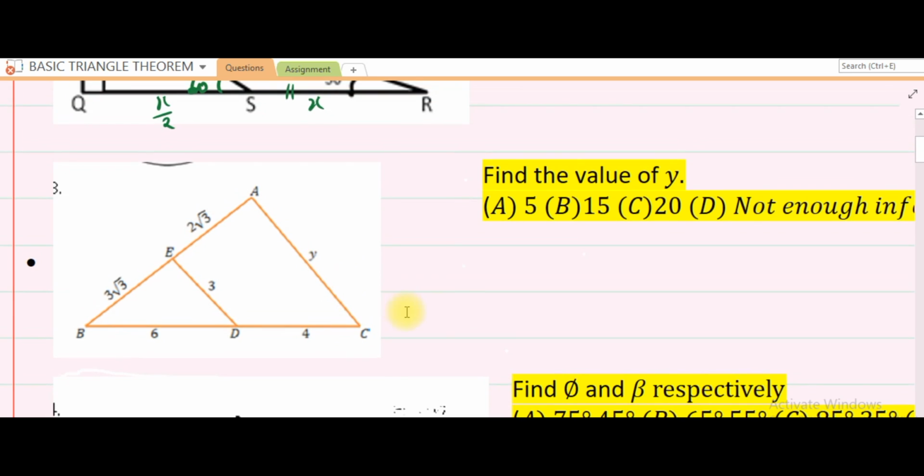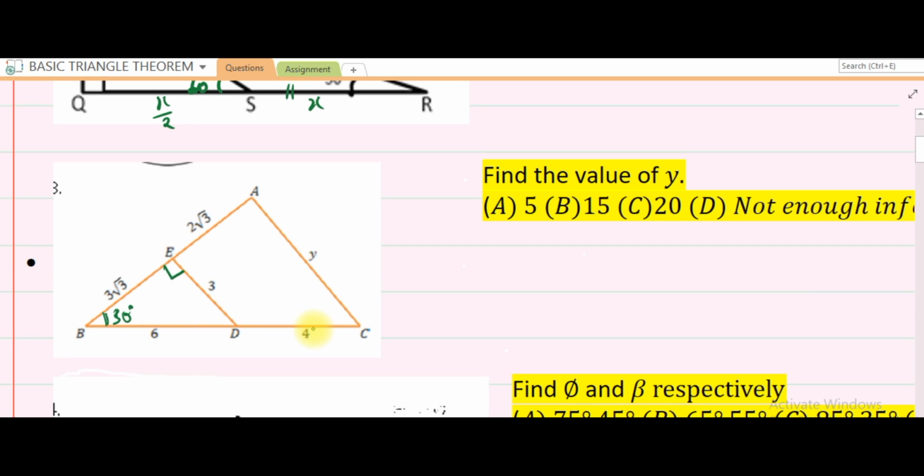So the next question, we are given the diagram and we're asked to find the value of y. Again, if you check triangle EBD, there is something unique. The ratio of the sides is 1:√3:2. Check it: 3, 3√3, 6. That's 1:√3:2. So meaning this must be 90 degrees, and the angle facing the shortest side, which is 3, must be 30.